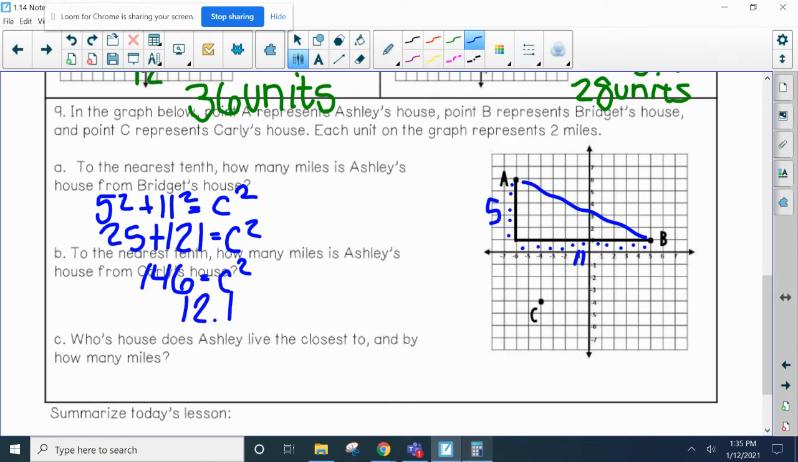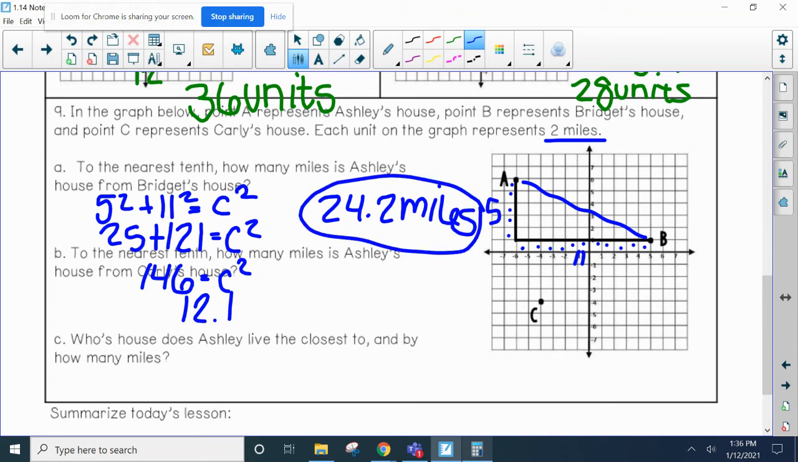Now, when we are talking about distance, which says determine how far it is, it tells us each unit on the graph equals 2 miles. So we would have to go ahead and double that and say that it is 24.2 miles.